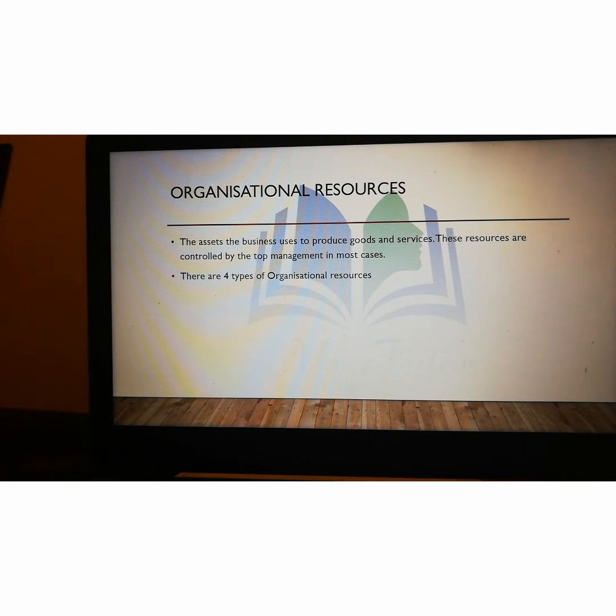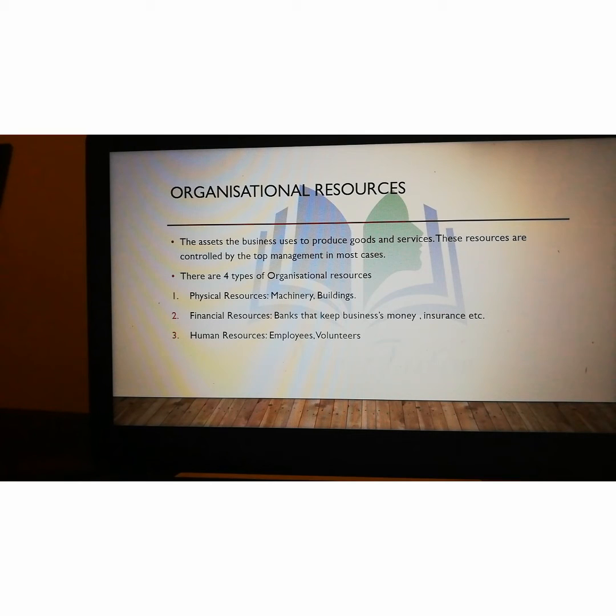Now, the organizational resources are the assets the business uses to produce goods and services. These resources are controlled by the top management in most cases. So there are 4 types of organizational resources. Number 1 is the physical resources. These are your machinery, equipment, buildings, the infrastructure, the building in which the business operates.